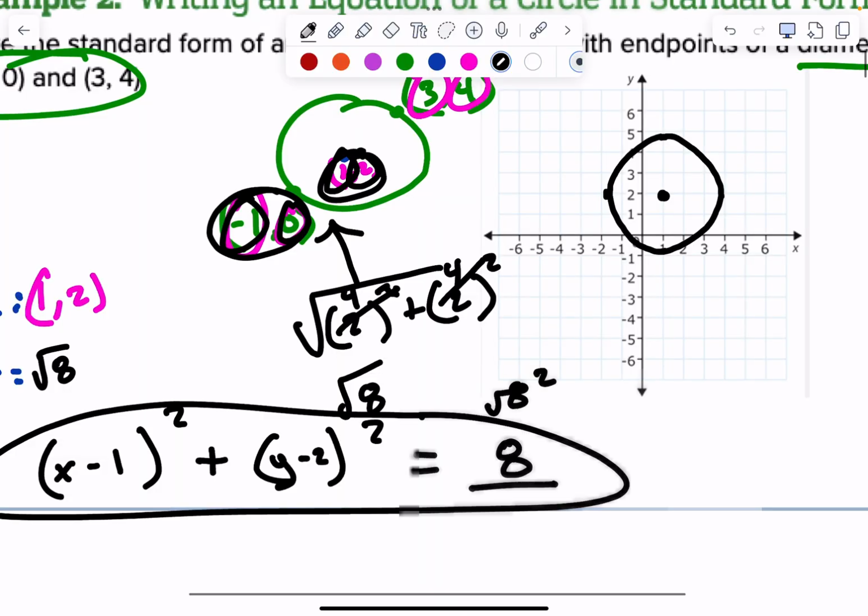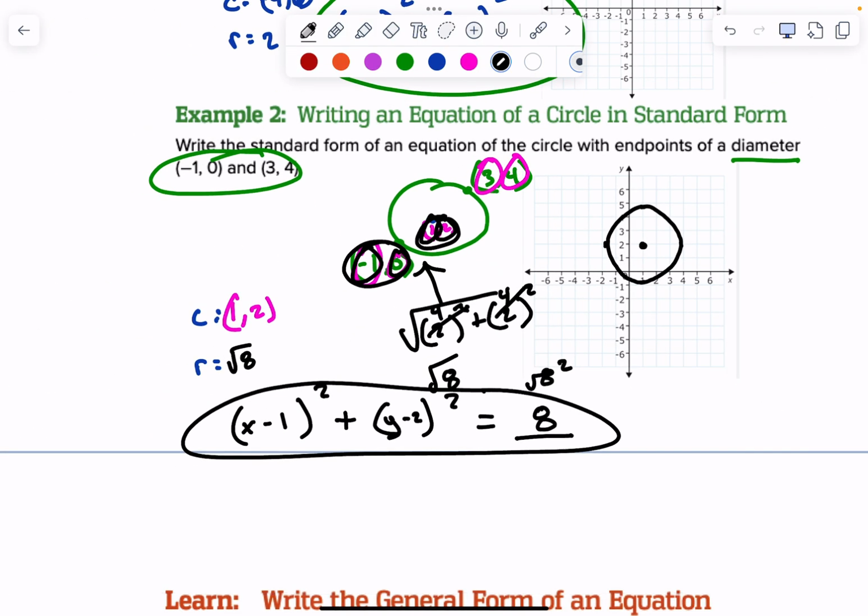Beautiful. Looks good. Okay? Adam, where's your square root? Sometimes you might have to find the information before you can plug it in. We got 2 more examples, and they are a little bit harder.